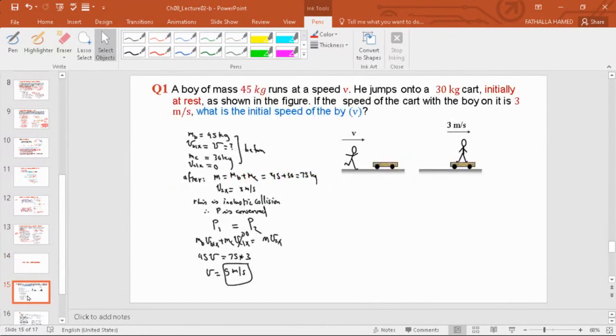Let's take a few questions here, probably to illustrate some points and test our understanding. A boy of mass 45 kilograms runs at speed v. He jumps onto a 30 kilogram cart initially at rest, as shown in the figure. If the speed of the cart with the boy on it is 3 meters per second, what is the initial speed of the boy?